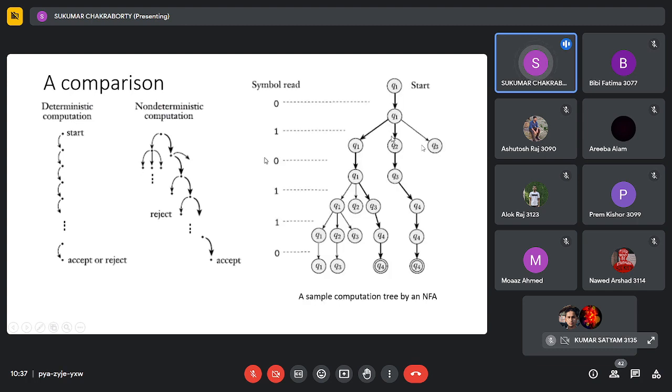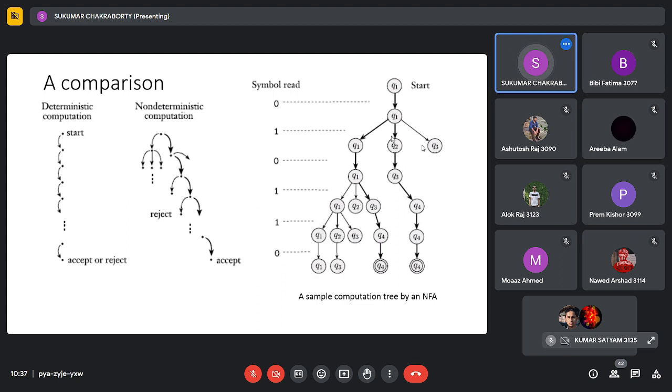So this is a sample computation. This is not a computation by the NFA that I showed you earlier. This is just a sample computation. I just wanted to give you a feel of how you can show the computation using a tree. I will include the corresponding NFA also in the slide so that you should be able to relate.